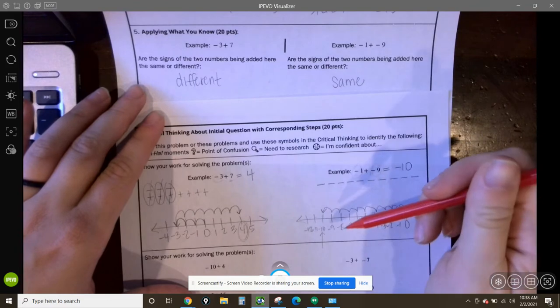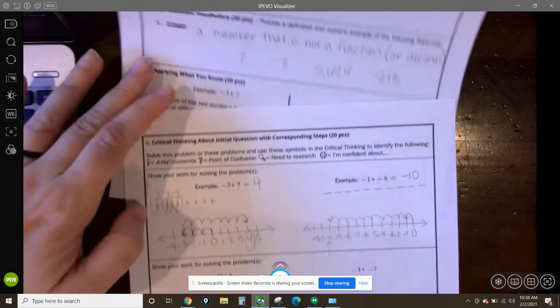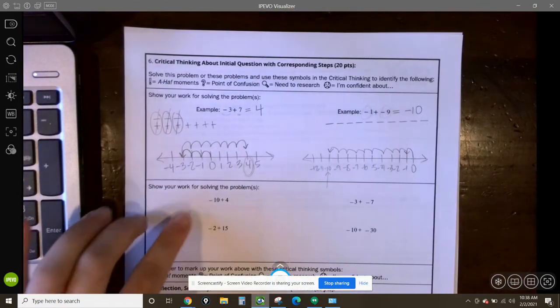So many methods out there. You're going to end up picking which one you like the best. Okay, so let's do some more problems here.